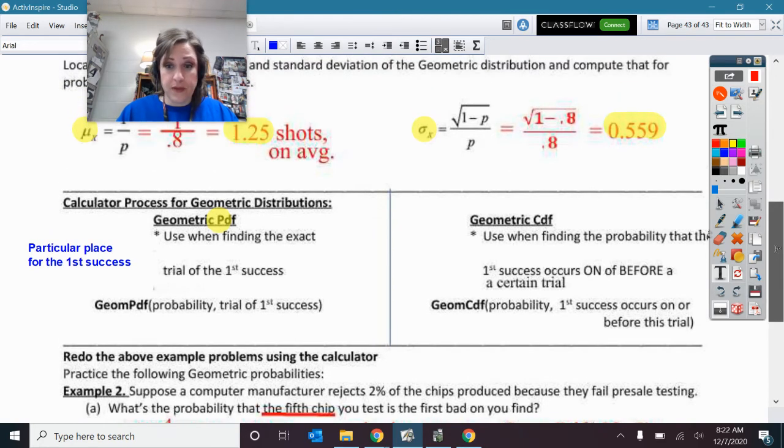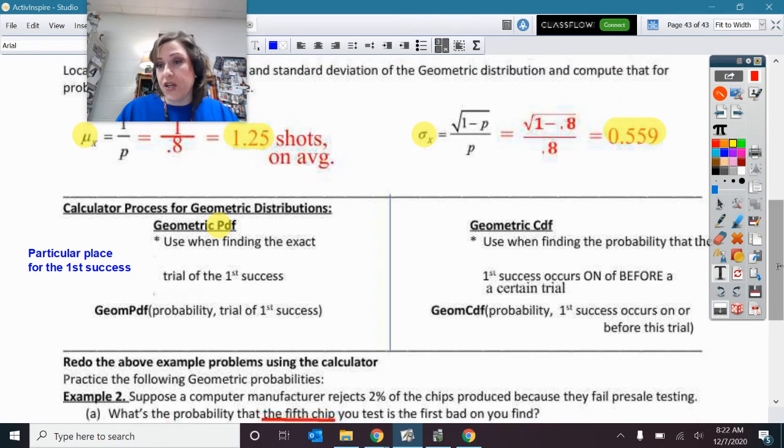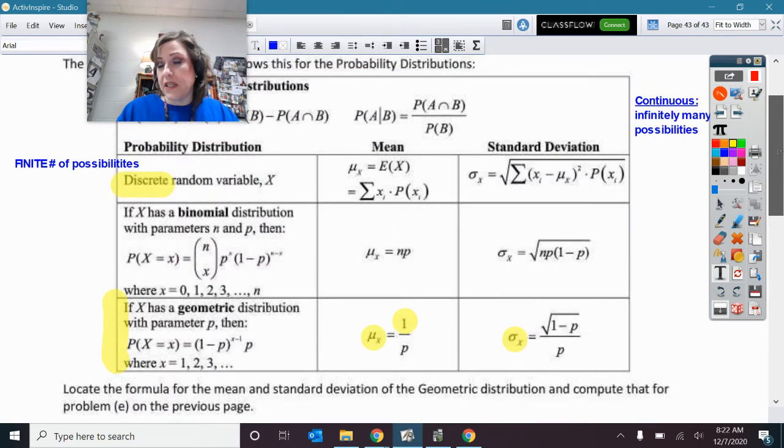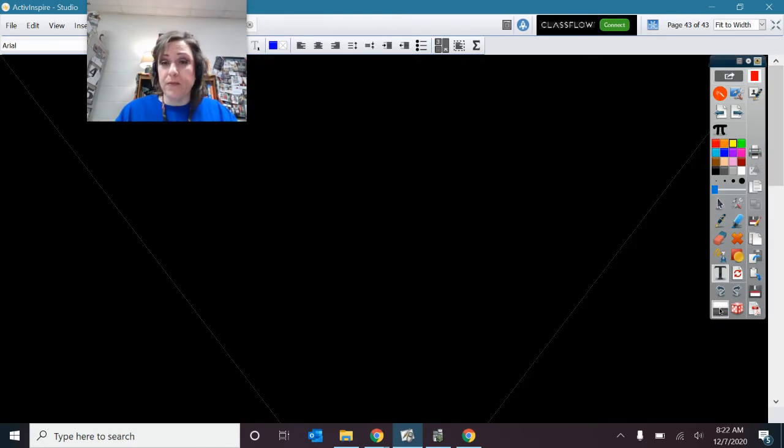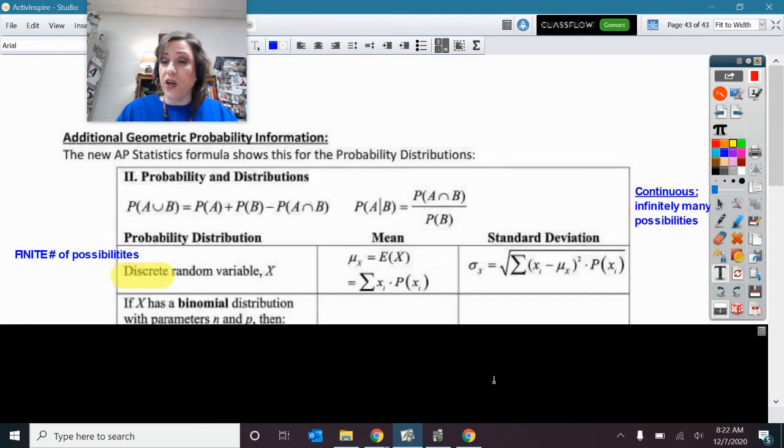Now, in fact, let's go ahead and do one of those problems. Let me let you do that one on your own. So read the next problem and try that problem right now on your own.